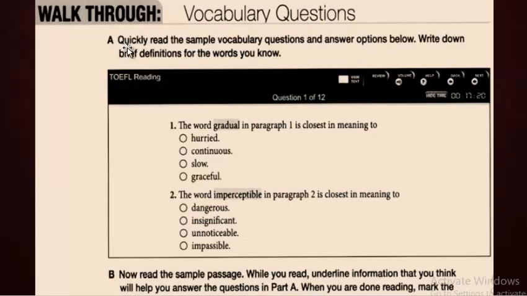Activity A. Correctly read the simple vocabulary questions here. Questions, so it means we have two questions. Write down a brief definition for the words you know.